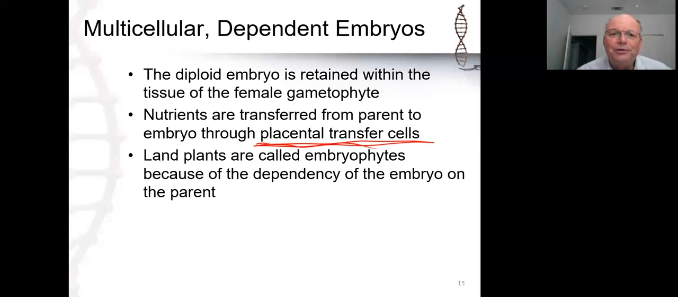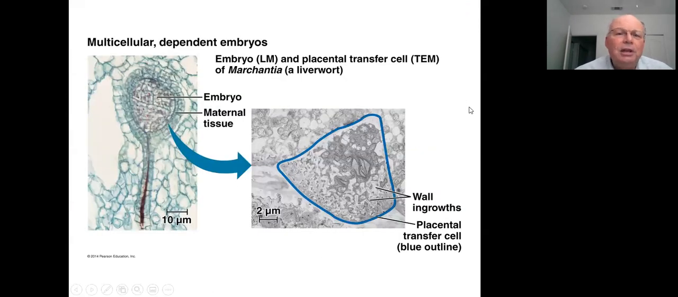It allows for the transfer of nutrients from the parent plant into the developing embryo to support its growth. So here you can see the developing embryo. So here's the embryo inside Marchantia, which is a liverwort.